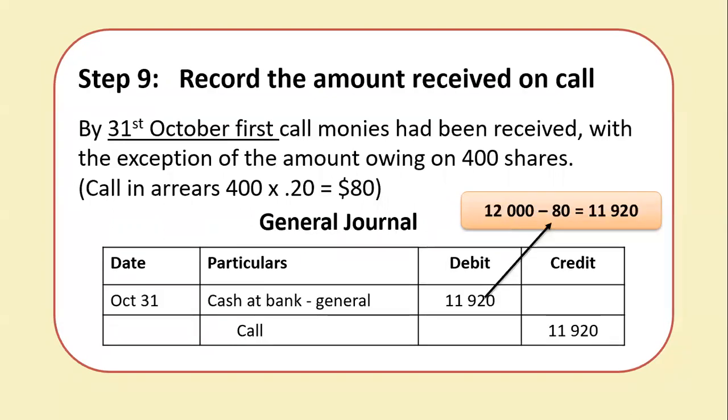And the last step is to record the amount received on call. There will be no money received on call 2, only on call 1. So on the 31st of October, first call monies had been received with the exception of the amount owing on 400 shares. So to calculate that, the value is $80. So the entries on October 31st is debit cash at bank general and credit call. So you will notice that the 12,000 was not received. It was less by 80, so only 11,920 was received because the 80 was the unpaid call or the call in arrears.